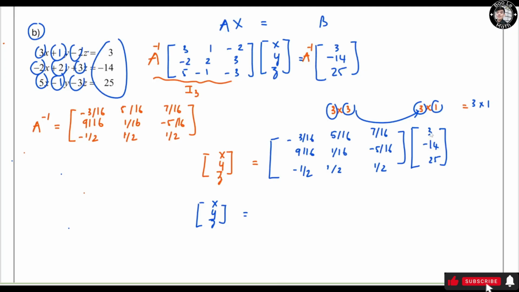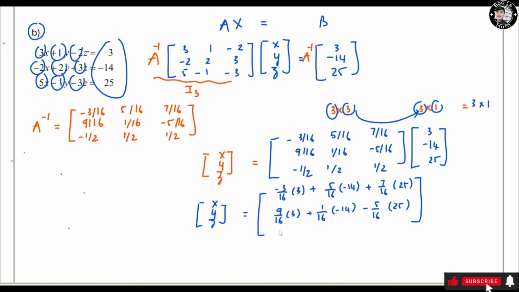Negative 3/16 times 3 plus 5/16 times negative 14 plus 7/16 times 25. The second one, 9/16 times 3, 1/16 times negative 14, and negative 5/16 times 25. And the last one, negative 1/2 times 3, plus 1/2 times negative 14, plus 1/2 times 25. Now, if you simplify this, it's going to be 6, negative 7, and 4.